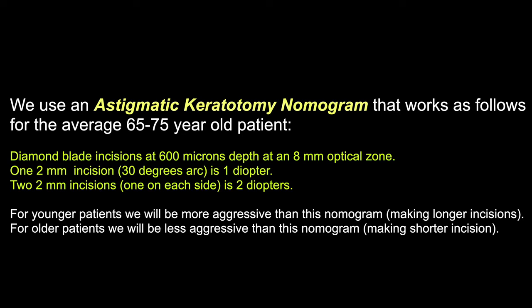2 millimeter incisions, one on each side, will produce 2 diopters of corneal flattening. For younger patients, we will be more aggressive than this nomogram, making longer incisions. And for older patients, we're less aggressive than this nomogram and make shorter incisions.